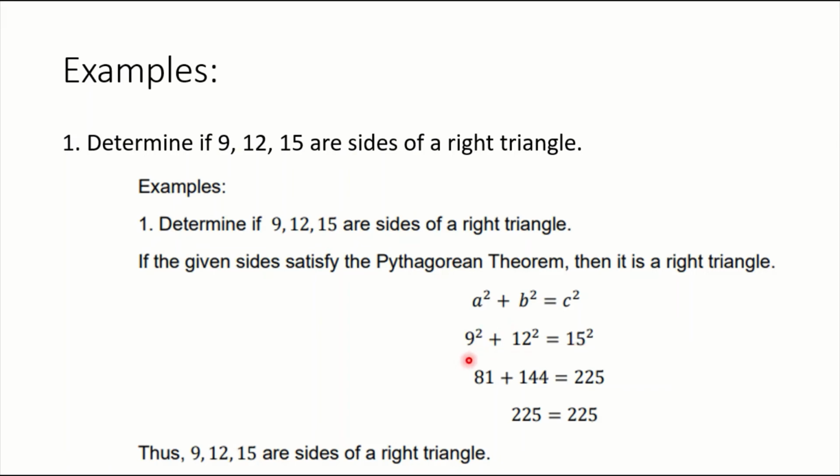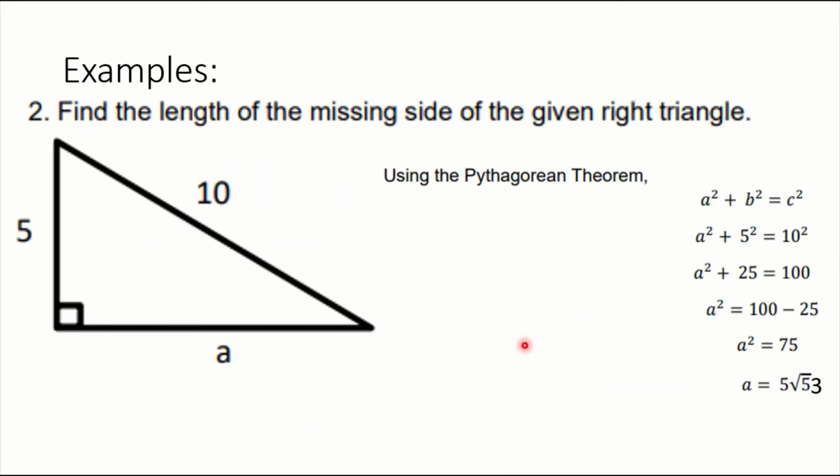Okay? 9 squared is 81, 12 squared is 144, 15 squared is 225. 81 plus 144 is 225, and they are equal. Kapag nag-equal po, thus, 9, 12, 15 are sides of a right triangle. Ibig sabihin po niyan, yung mga sides na yan ay nagsasatisfy to have right triangle. Okay? So let's find the length of the missing side of the given triangle.